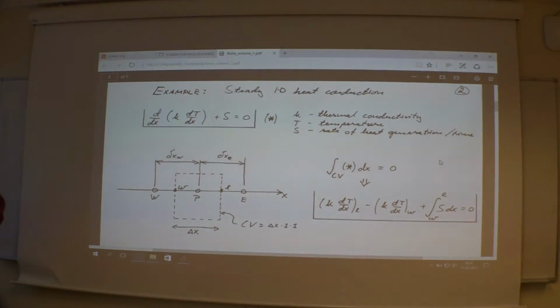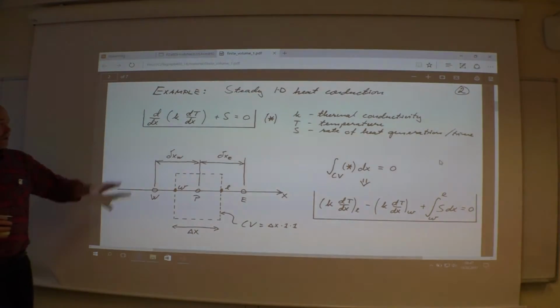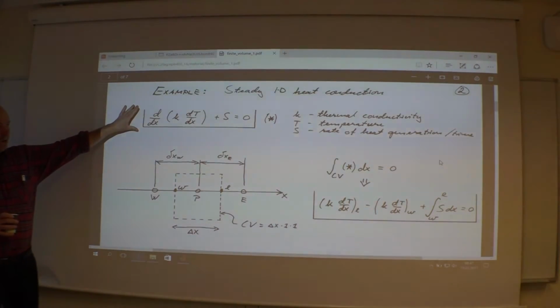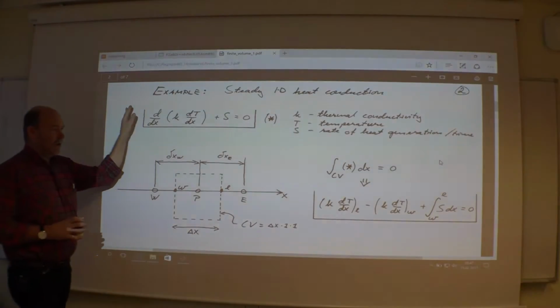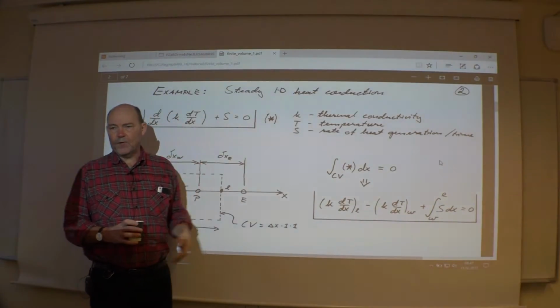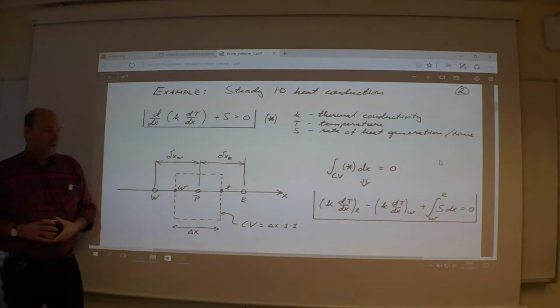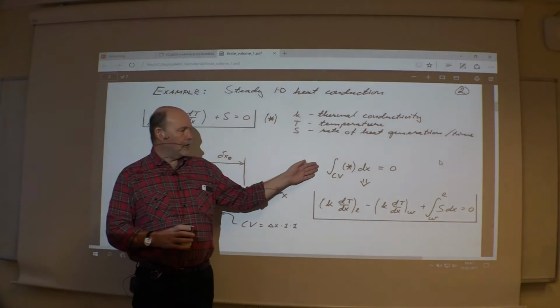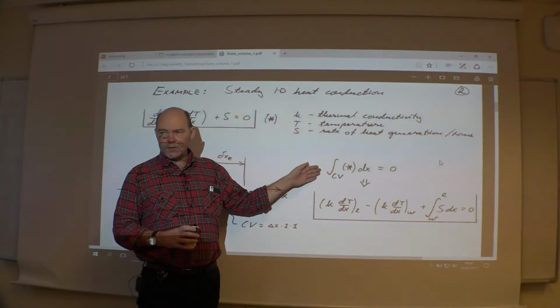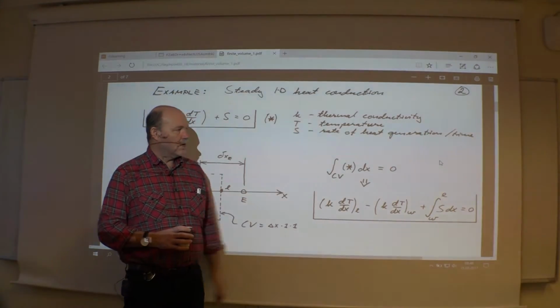Now, how to find the algebraic equation system? Well, here I have violated what I told you the first lesson. Here I have started with the partial differential equation, and then afterwards I integrate. You should never do that in that order. If you are going to use a volume method, you start with the volume, the integral formulation directly. So you set up your equation system here.